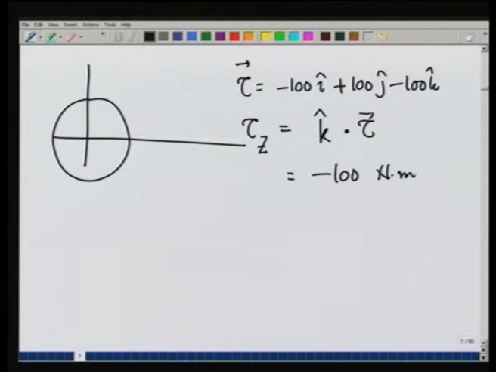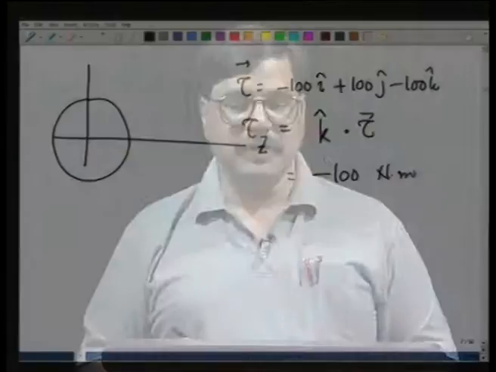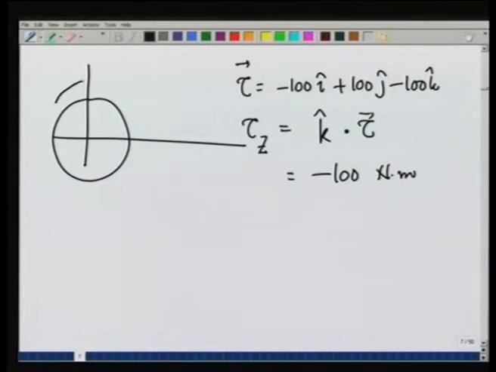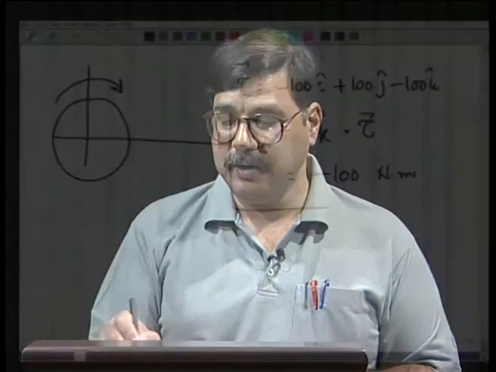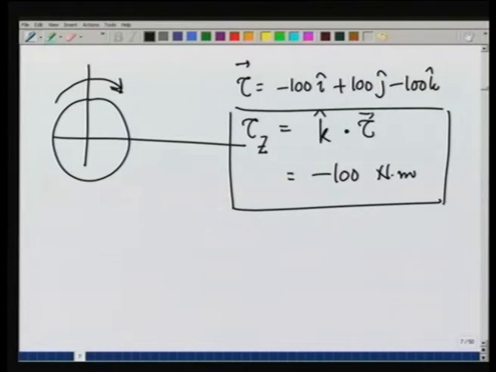Newton meters. Minus sign means that this is pointing in the direction opposite to z. Therefore, the disc would tend to rotate with the right hand rule in the clockwise direction. This is the sense of rotation of the disc due to this torque. So, torque about z is coming out to be minus 100 Newton meters. Let us see if this is consistent with what we have been learning in our 12th grade.